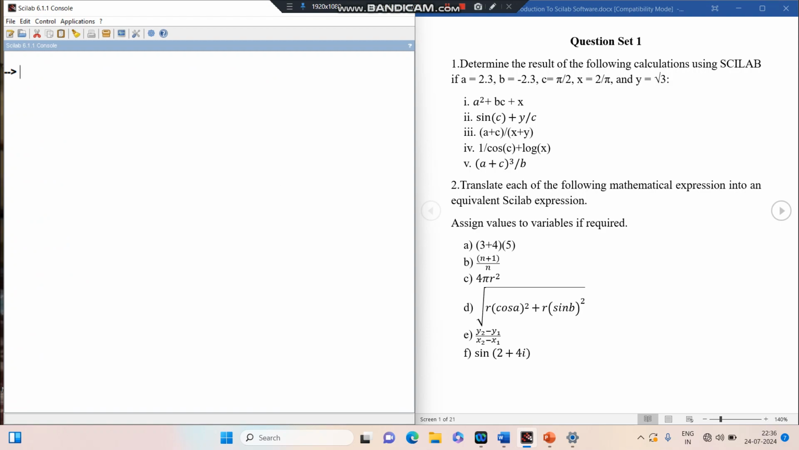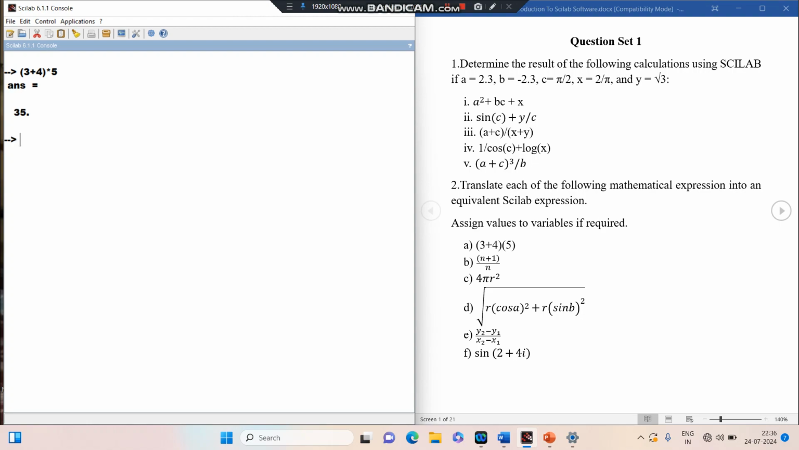Question number 2 is translate each of the following mathematical expressions into an equivalent Scilab expression. Assign values to variables if required. Now in A we have 3 plus 4 in one bracket and 5 in the second bracket. In that case we must understand that between the bracket 3 plus 4 and the bracket 5 we have the operation multiplication, 3 plus 4 star 5.